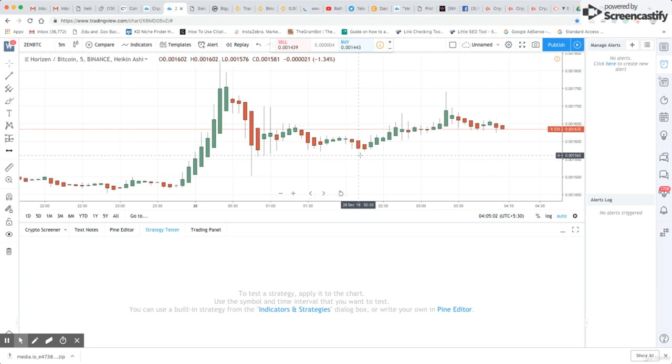Heiken Ashi candles help a lot in building the confidence of the trader whether to take the trade or not. So let's say if you have taken this trade of first green candle and done, here you could have sold and you could have made some nice 4-5% profit.